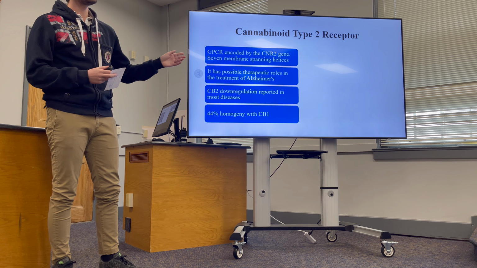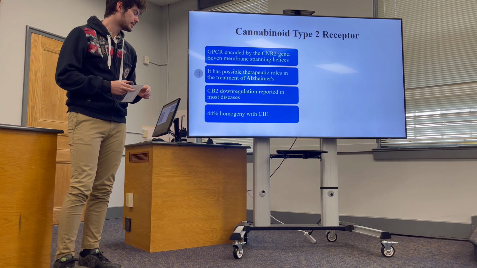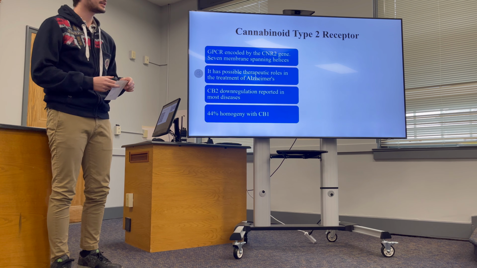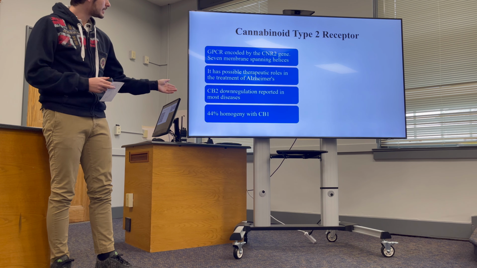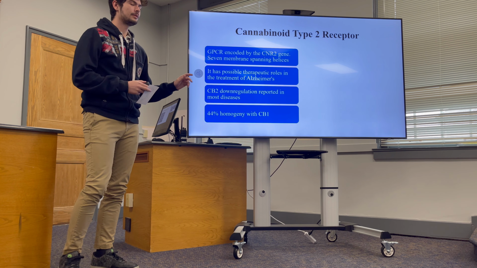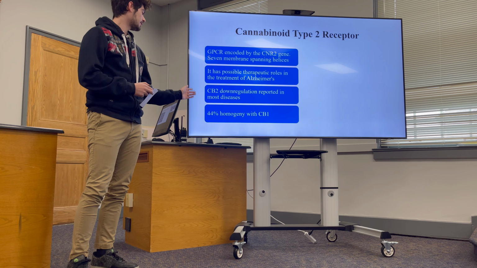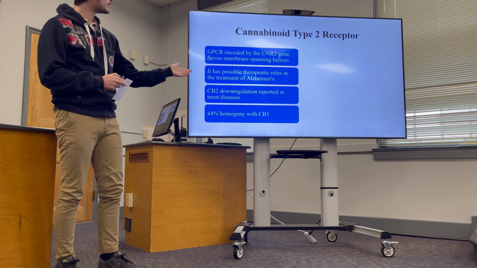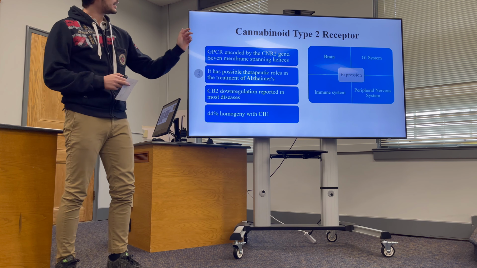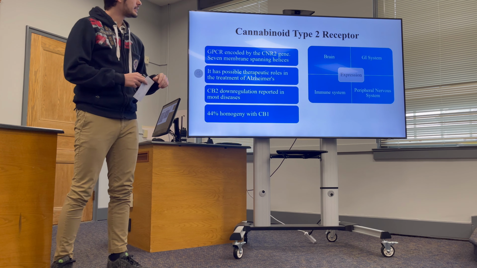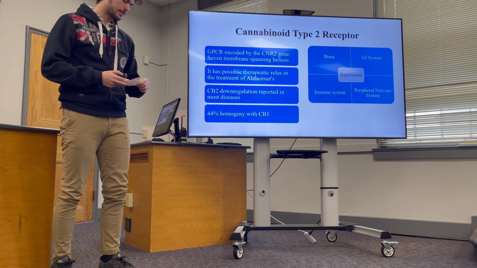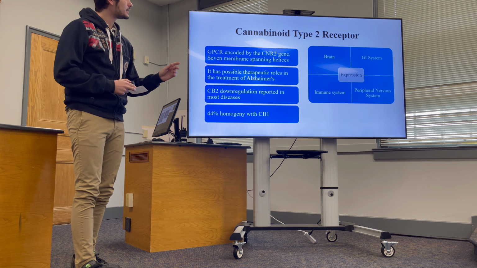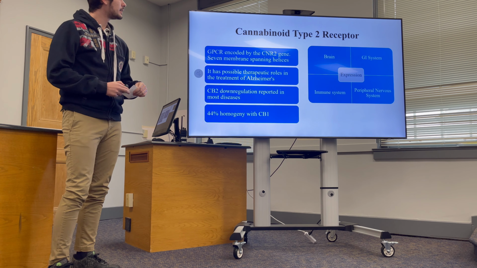It has possible therapeutic roles for the treatment of Alzheimer's, and it has been found that there's a downregulation in most diseases. It has a 44% homogeneity with CB1, and what this basically means is that there's a 45% similarity with the CB1 receptor, which is the most similar to this one. It is expressed in the brain, but it's mainly expressed in the autoimmune cells, in the GI system, the immune system, and the peripheral nervous system.